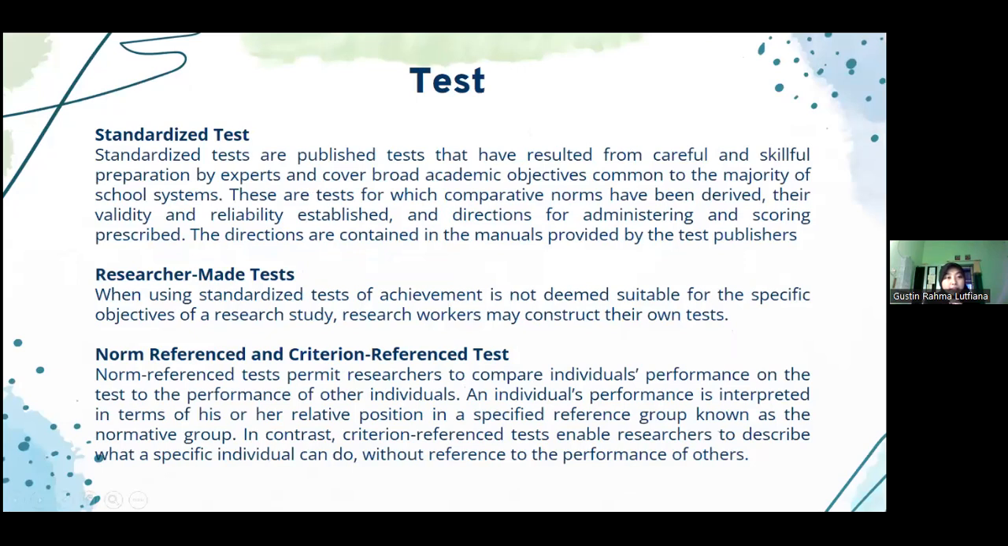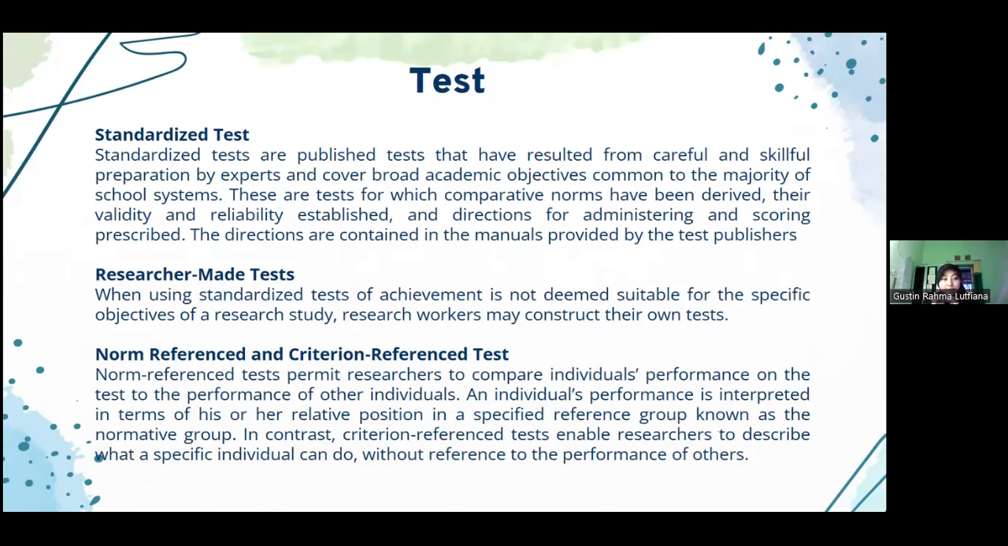These are the types of test. The first type is standardized test. Standardized tests are published tests that have resulted from careful and skillful preparation by experts and cover broad academic objectives common to the majority of school systems. These are tests for which comparative norms have been derived, their validity and reliability established, and direction for administering and scoring prescribed. The directions are contained in the manuals provided by the test publishers.